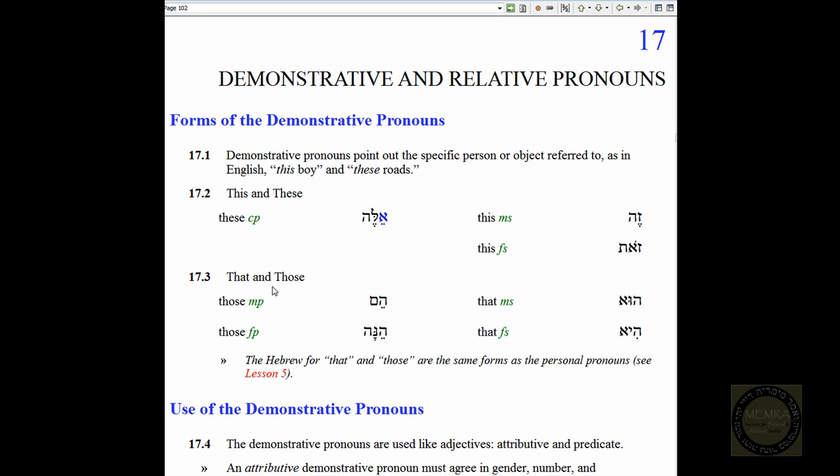And for the far demonstrative, that and those, you'll notice these should be familiar. Masculine singular is hu, feminine singular is hi, masculine plural is hem, feminine plural is henna. These are exactly the same forms as the personal pronouns, the independent personal pronouns. Remember, hu is he and hi is she? These are the same forms, it's just that they can do double duty as demonstratives. They're also demonstrative pronouns, or just think of it that way anyway.